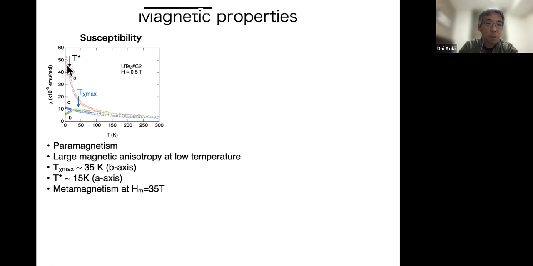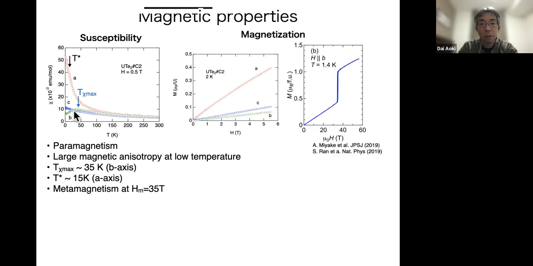So we call T star appearing at 15 Kelvin. And the broad maximum at 35 Kelvin is connected to the metamagnetic transition. This is a magnetization curve at low temperature. You can see the a, b, c axes are quite anisotropic.